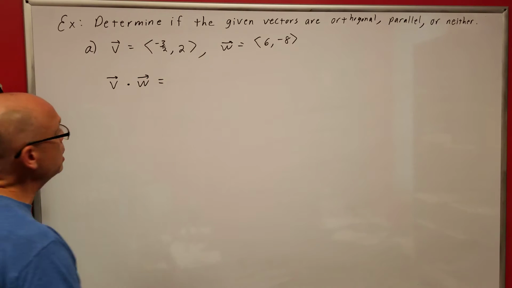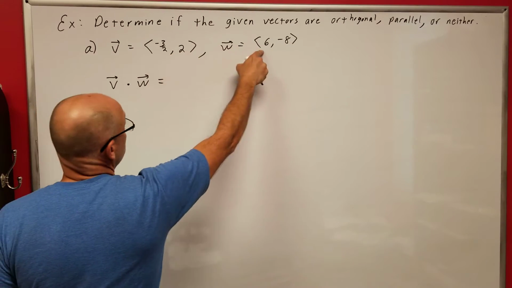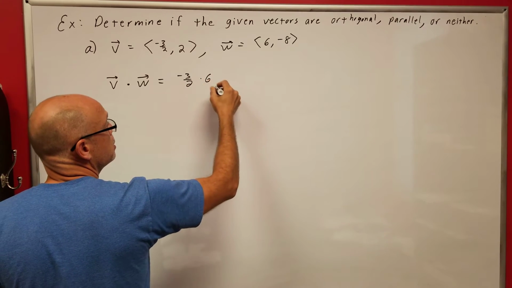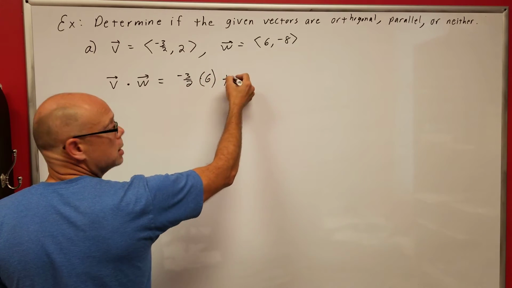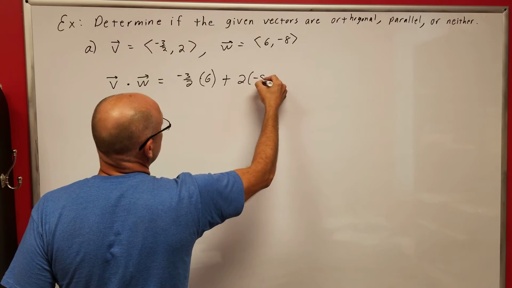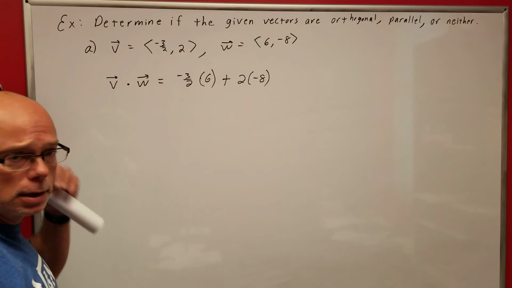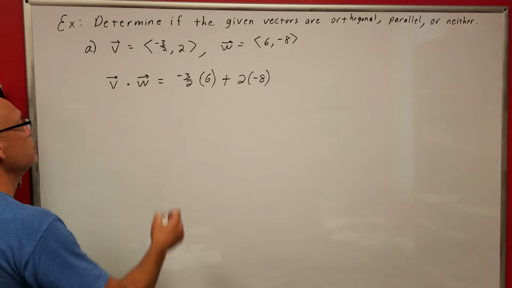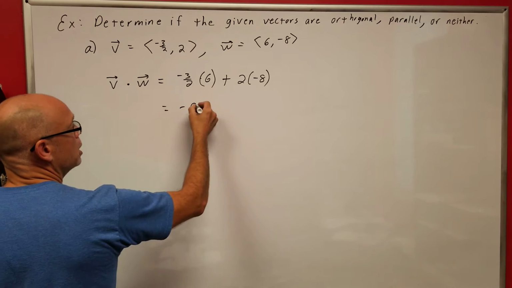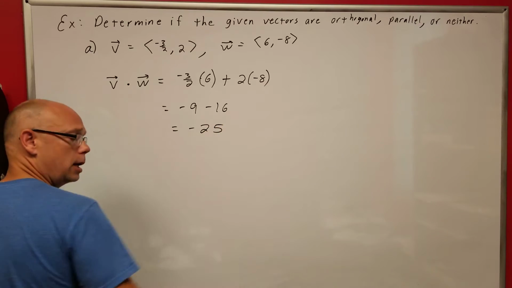All right, so what does that do? That produces a scalar, right? And how do we do this? We take the first components and we multiply. Negative 3 halves times 6, plus take the second components and multiply. First components multiply plus second components multiply. All right, so what does that give us? That's negative 9 minus 16, so that gives me negative 25.